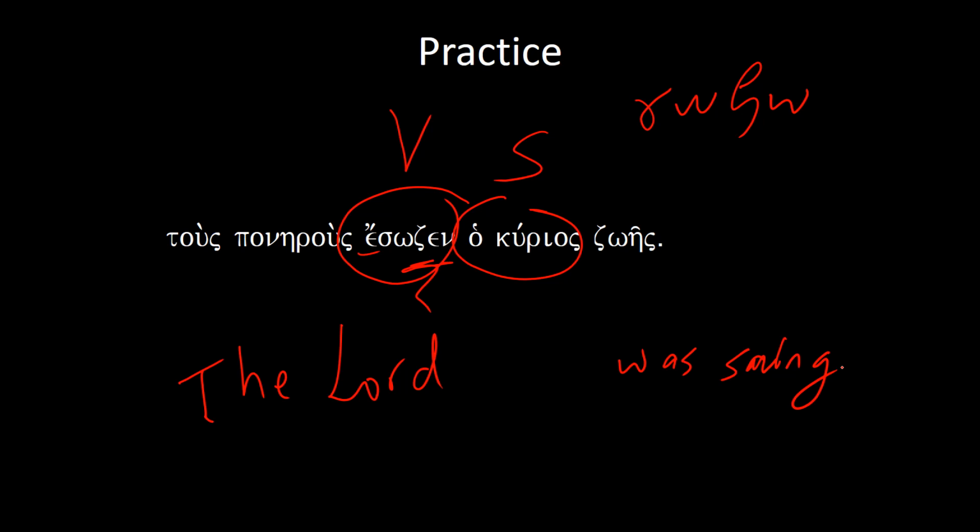The reason I left a little blank space right here is because I noticed I have a genitive right here. It will tell us something about kurios. The Lord of life. You can either go ahead and grab that at the same time as the noun it modifies, or you can leave a blank space and do it later.